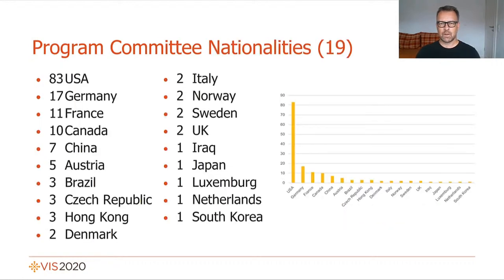When you look at the nationalities, we had 19 nationalities. The nationalities were from all over the world. The US had the highest number of individuals serving on the IPC, but we also had a lot of people from Europe and from Canada, Asia, and basically all over the world.